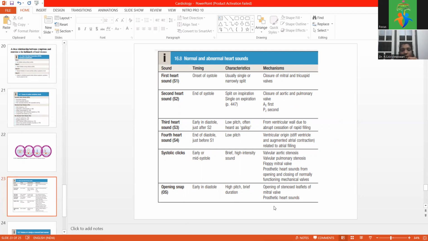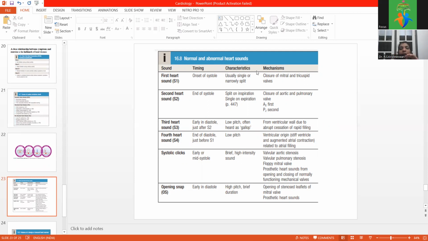So I will continue. Normal and abnormal heart sounds. We are going to discuss the normal heart sound now. Very, very important. You don't go into all the details. You just see the first heart sound.